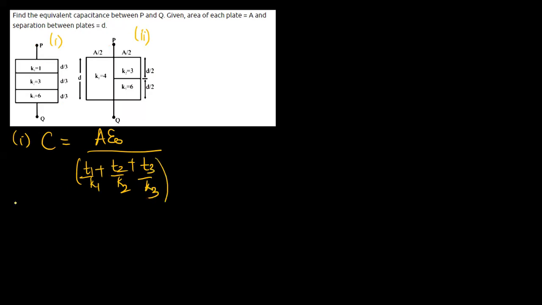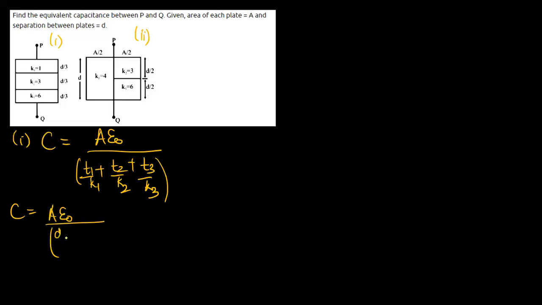So first case, if you see, this is just a capacitor in series combination. When capacitors of n dielectrics are connected in series combination, that is given by C equal to A epsilon naught upon T1 upon K1 plus T2 upon K2 plus T3 upon K3. That is the formula. So C will be equal to A epsilon naught. Area will be as it is, A only.